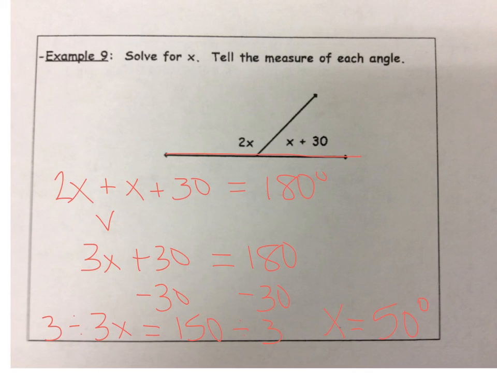Now again, we are not finished. Only x is 50. We have to plug it in to solve. So we see this large obtuse angle right here is 2 times 50, which equals 100 degrees. And we see this acute angle right here is 50 plus 30, which equals 80 degrees. Now we are finished solving. We have both angles complete.